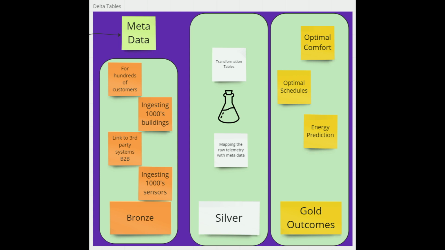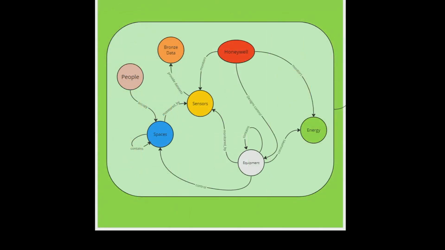Those are the outcomes we're aiming for. But in order to get from bronze to gold, we have to mix it with what we call our building metadata. And the metadata we have is represented by this diagram here. Honeywell is all about people, spaces, and sensors and equipment. And these are the relationships. So equipment consumes energy. Energy is monitored by sensors. Sensors are monitored by Honeywell. And so you can see the interrelationships here. And it's this metadata that we mix with our bronze data to start providing some of the outcomes. But without the metadata, we just have raw data. It means nothing.